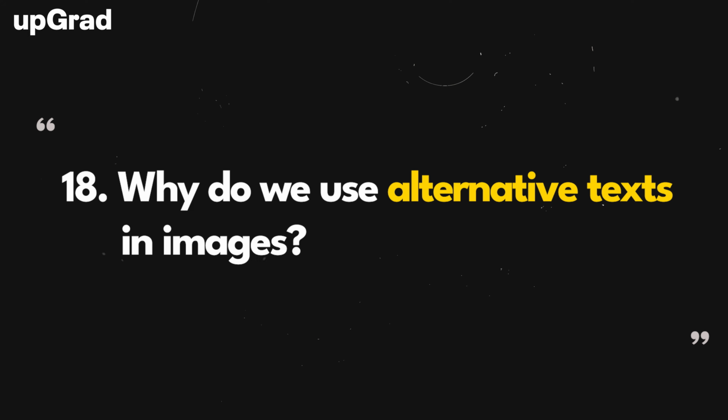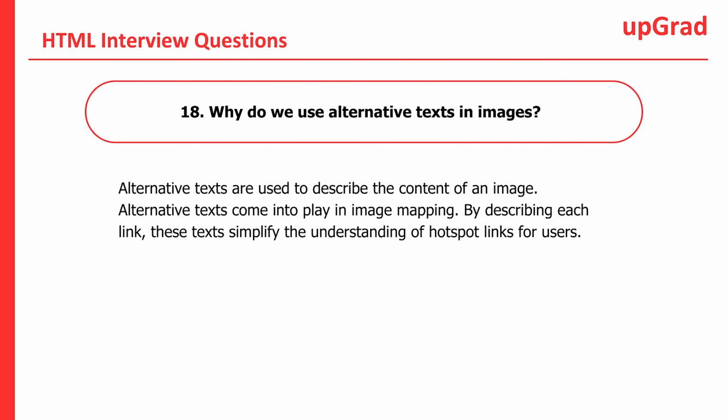Question number 18. Why do we use alternative text and images? Alternative texts are used to describe the content of an image. Alternative texts come into play in image mapping. By describing each link, these texts simplify the understanding of hotspot links for users.